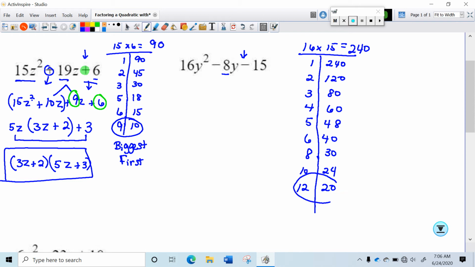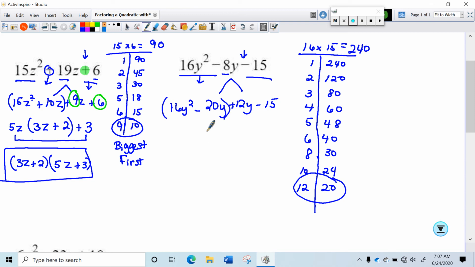That's it right there. Okay, so you bring down the first term and the sign after it, 16y squared minus, you want the biggest factor that works, 20, and you put your letter with that. So I have a negative 20y and I need a negative 8, so that 12 has to be positive because those two have to add up to the one above it. Bring down the next term.